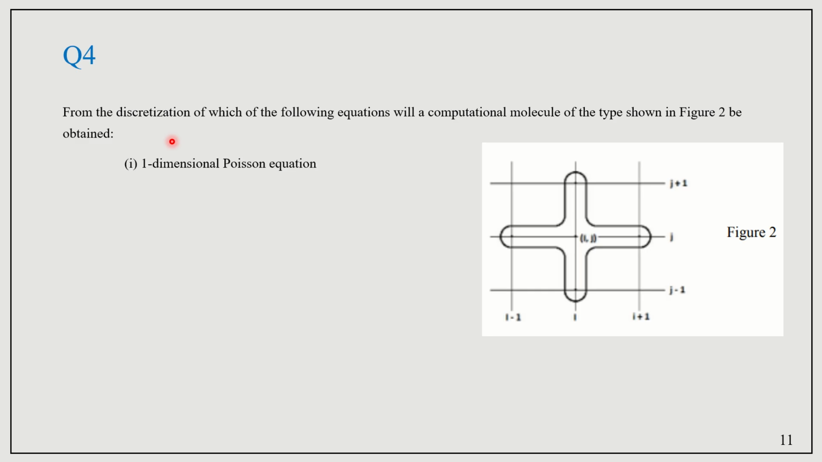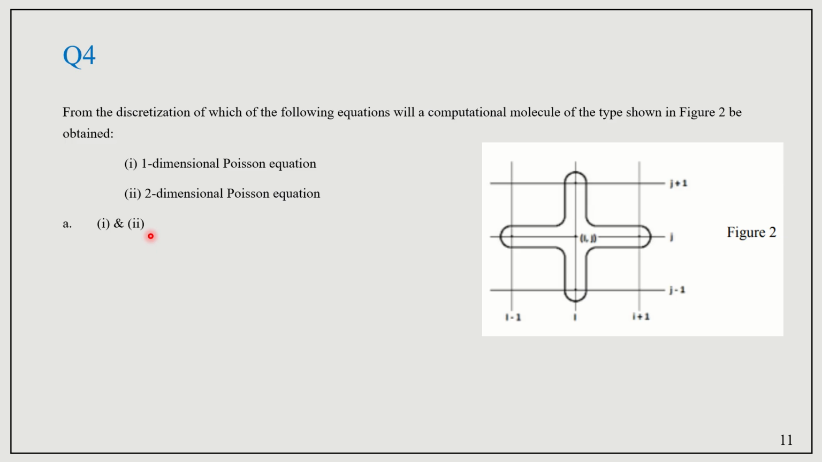So we'll see the options first. Option 1 is the one-dimensional Poisson equation, and the second one is the two-dimensional Poisson equation. Okay. We have two options. So first one, when we look at the figure itself, we can say that it is a two-dimensional figure. So we need to identify whether this particular Poisson equation when discretized will give rise to a computational molecule of this type or not. So straight away we can say the first statement is false, but we need to check the second statement.